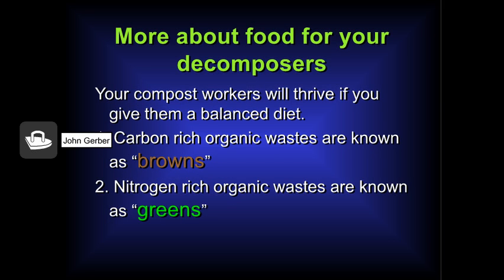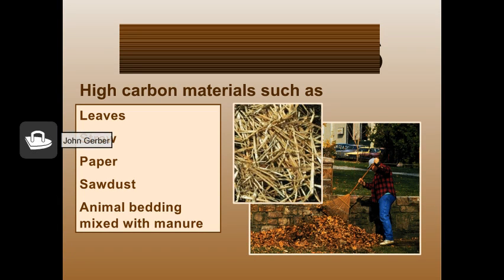Just like you, your decomposer workforce of bacteria and fungi will do best on a balanced diet. They need a mix of high carbon materials, we'll call them browns, and high nitrogen materials, we'll call them greens. Here's an example of some of the browns: leaves and straw, newspaper, but not the glossy print, sawdust, animal bedding. Any of this stuff has a lot more carbon in it than nitrogen.